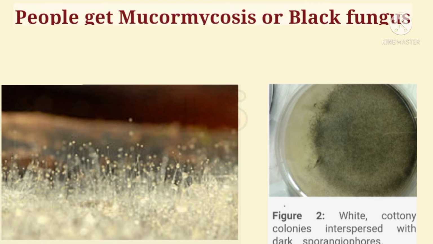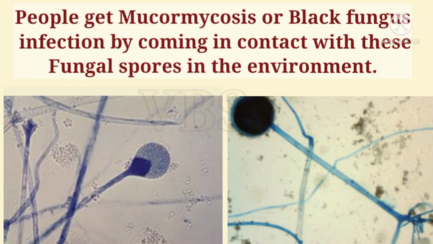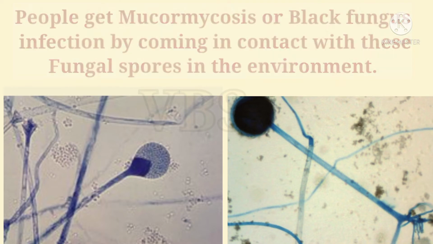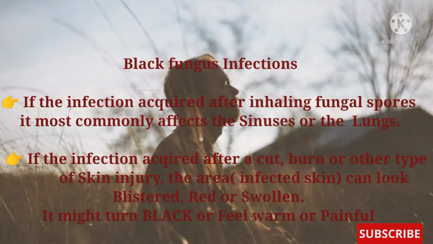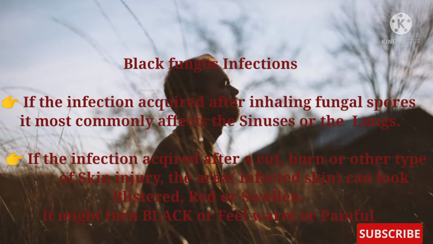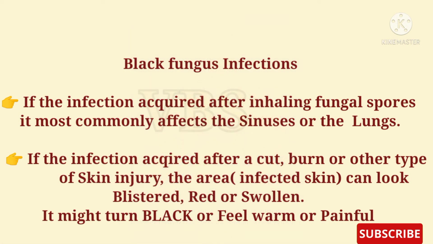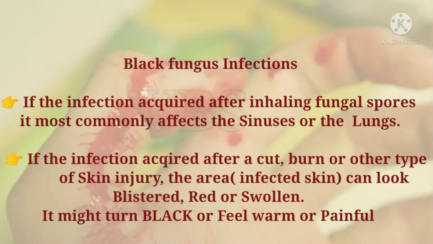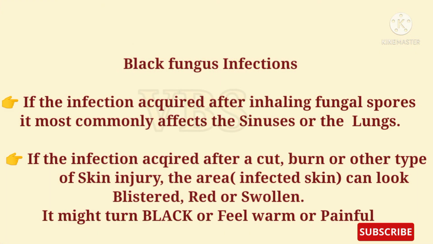Most fungi produce thousands of spores. People get mucormycosis or black fungus infection by coming in contact with these fungal spores in the environment. If the infection occurred after inhaling fungal spores, it most commonly affects the sinuses or the lungs. If the infection occurred after a cut, burn or other type of skin injury, the area can look blistered, red or swollen. It might turn black or feel warm or painful.